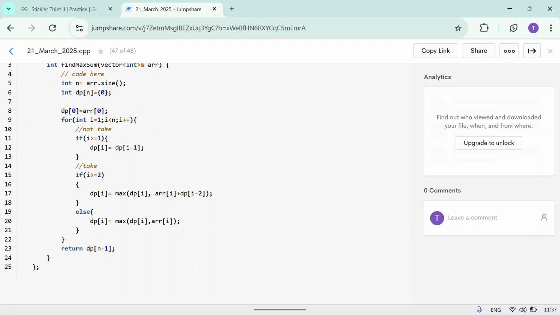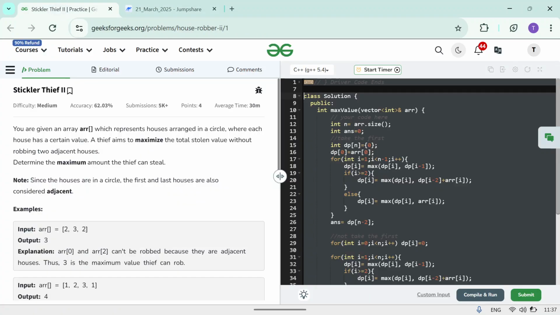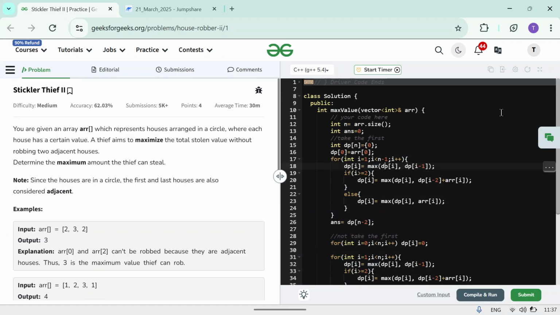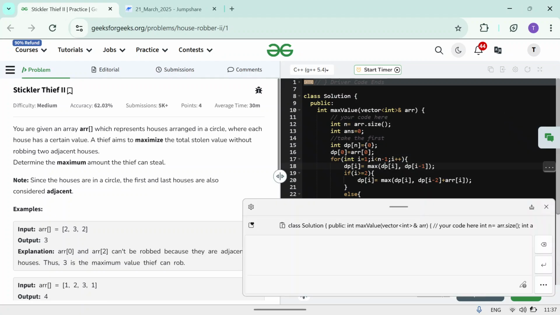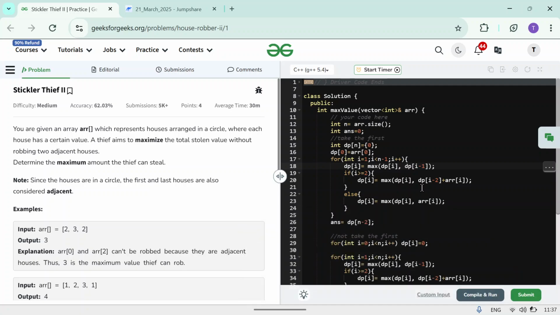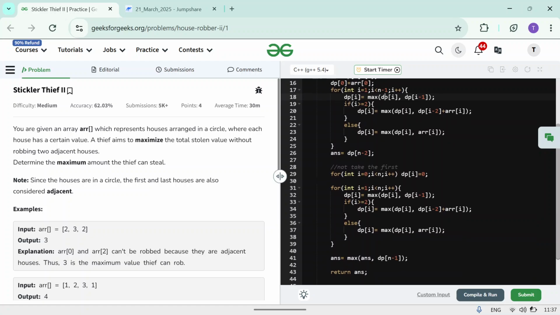If you see here, let's take the first: we are going from 0 to n minus 1. The second is not taking the first, so dp is initialized with 0, and we start going from 1 to n. dp of 0 is 0, because as we are not taking the first one, the maximum amount we can get at 0 is 0. So you can solve it this way.